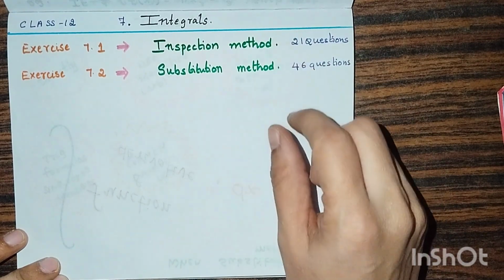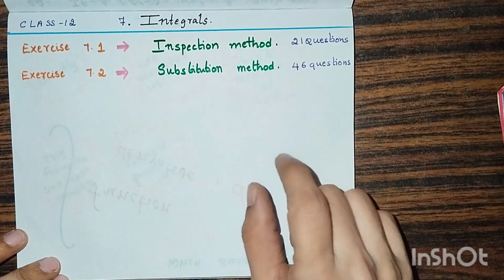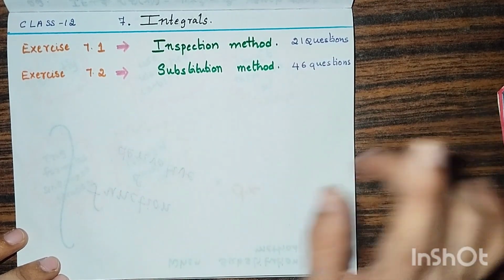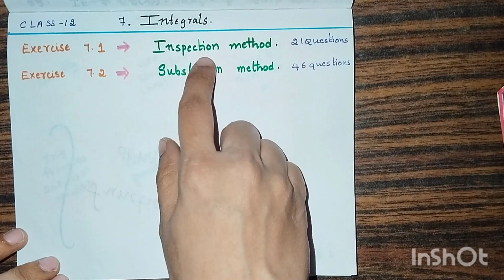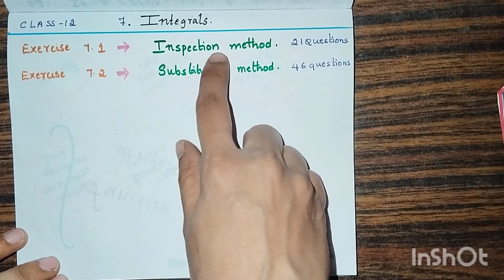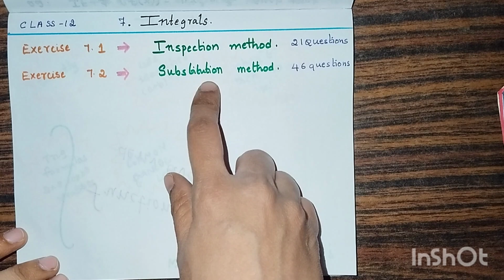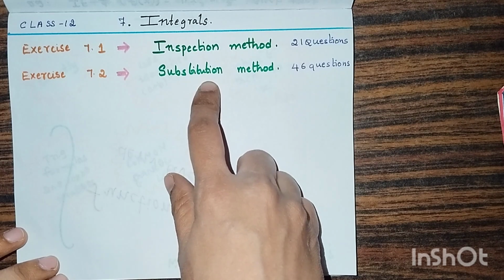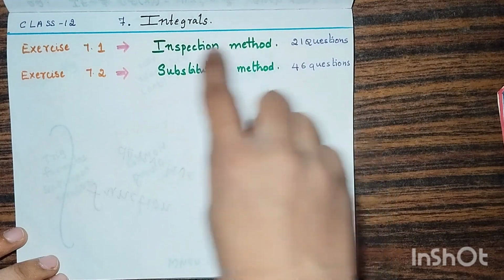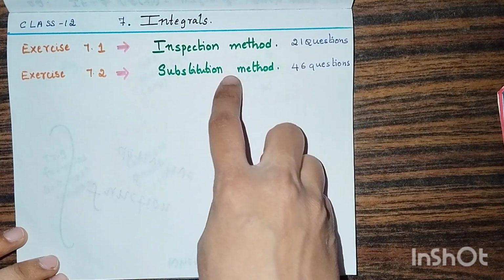So what is the difference between inspection method and substitution method? The main thing is we will find the integral. But by applying the inspection method, we can get the integral of the function directly. But in the substitution method, we have to replace the variable x with another variable and then find the integral. So here is the direct formula, and here we have to substitute and then apply the formula.